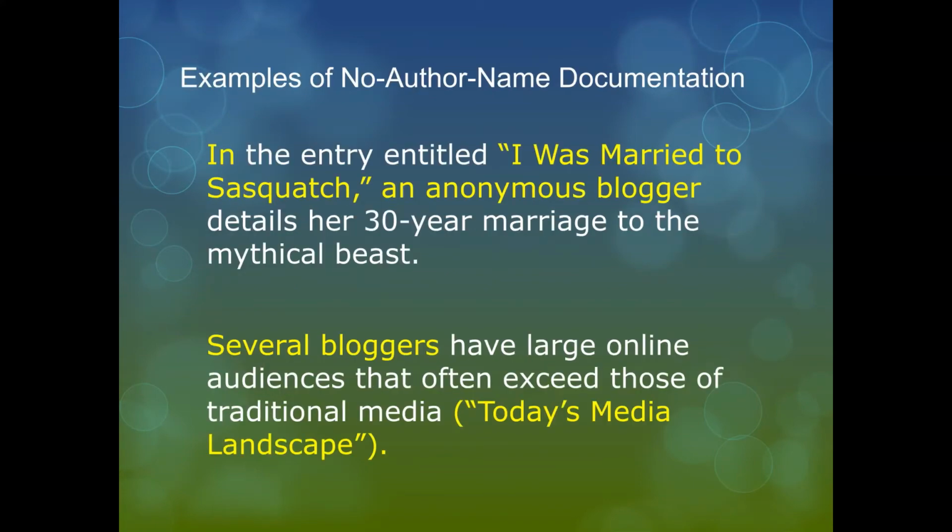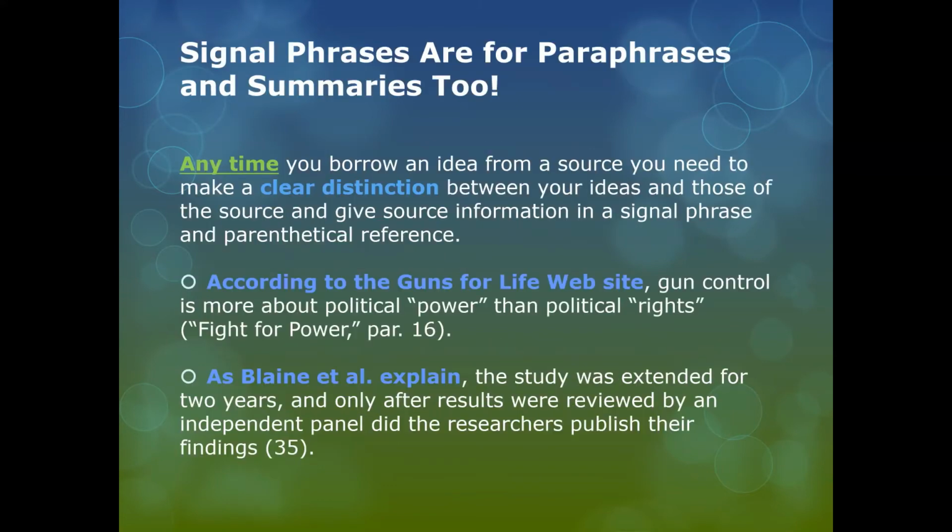All right, and you need to use these things, these signal phrases or introductory phrases, when the author isn't named as well, or when the author is not known as well. Okay, and these are two examples of that. All right, and you also need to use them, as I said before, even if you're paraphrasing or summarizing. Even if it's not a direct quote that you're introducing, you still need to let the reader know where these ideas are coming from, whether you're quoting directly or not. And here's a couple examples.